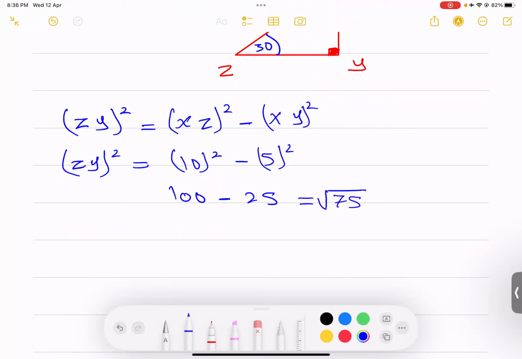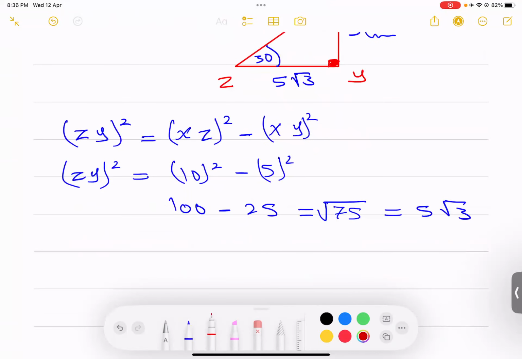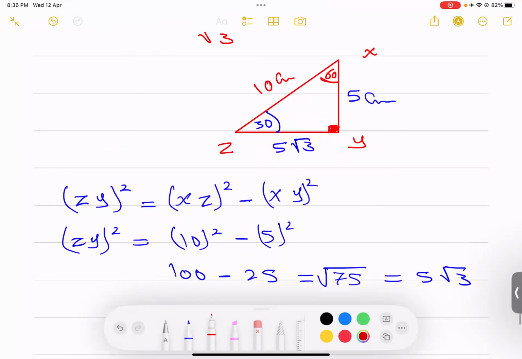I need to get the square root of 75. Right? Yeah, 75. So this one seems like 5 root 3. Is that clear for you? It is clear. Right now, let me try to get the sine of 60.